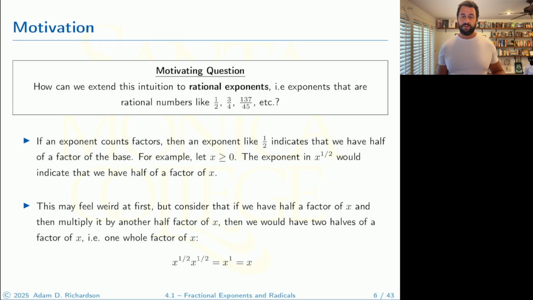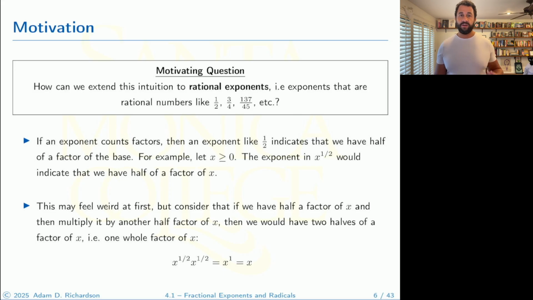So if an exponent is counting factors, then an exponent like 1/2 would indicate that you have half of a factor of that base. So let's just let x be non-negative for now. We won't worry about negative bases right now. Then x to the 1/2 would indicate that you have half a factor of x.